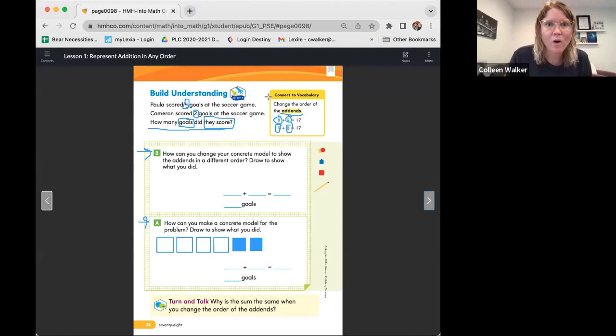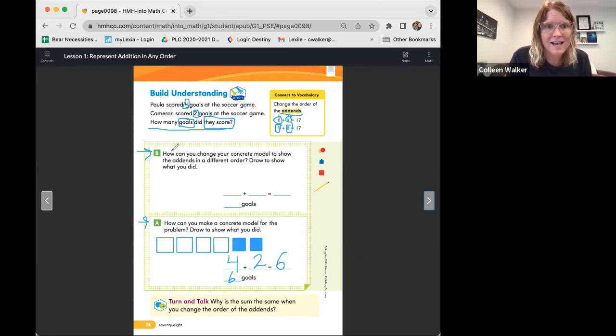Awesome. Now we need to write an equation that matches what we just drew, this problem. So friends, how many did Paula score? That's right, 4. And how many did Cameron score? 2. Boys and girls, what is 4 plus 2? If you said 6, that's correct. So altogether, they scored 6 goals. Now we can move on to part B.